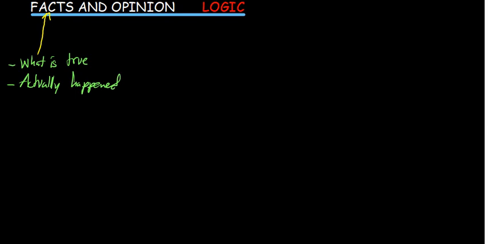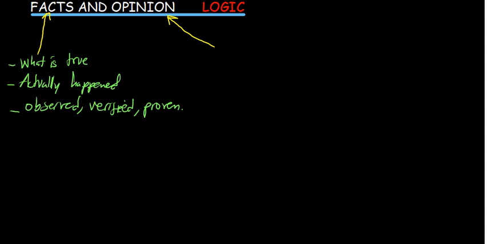Apart from that, a fact is something that is observed. Apart from just observed, it is verified. And apart from just being verified, it is proven. Proven from research and through a lot of ways. So that is what is referred to as a fact: what is true, what has actually happened, what has been observed, verified, and also proven.